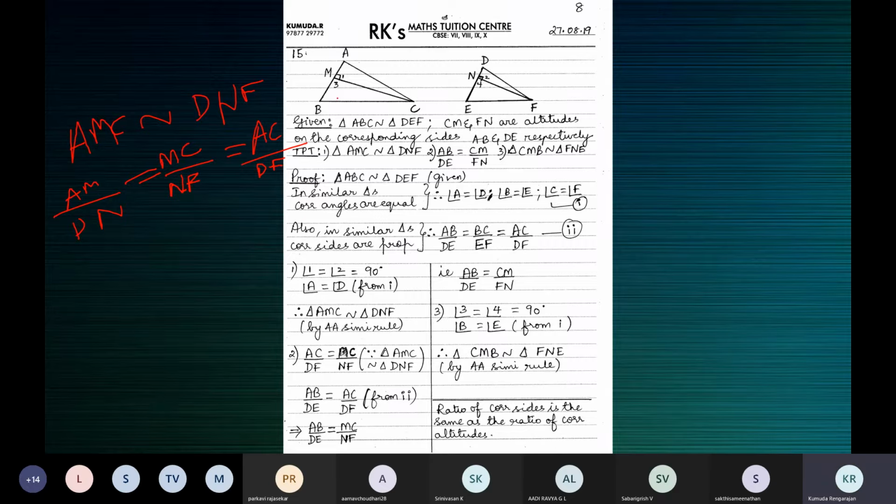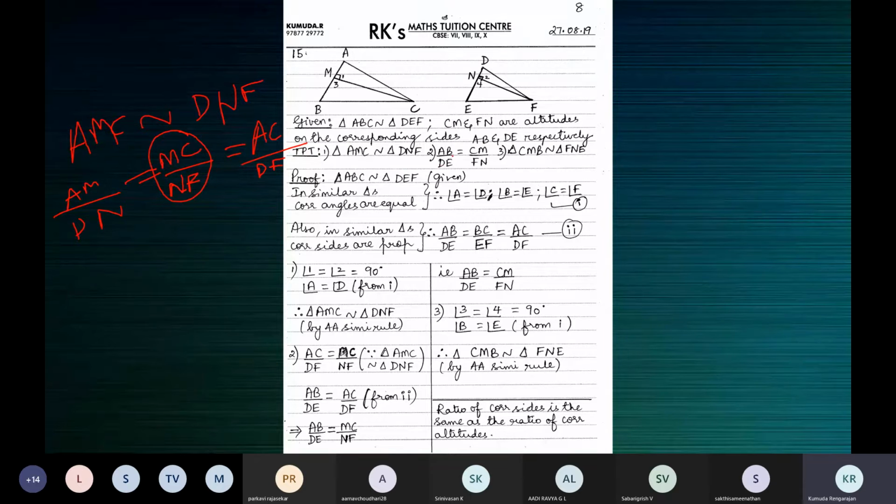So CM by NF we need. Where is that? CM by NF, this one we need. Ratio of corresponding altitudes. Then we have to actually get CM by FN is equal to AB by DE. We don't have AB by DE here. So which one will you choose? Will you choose this or this?